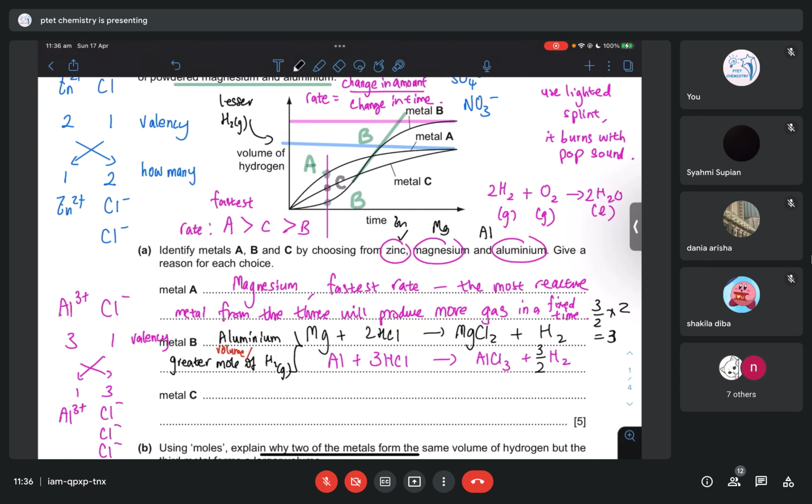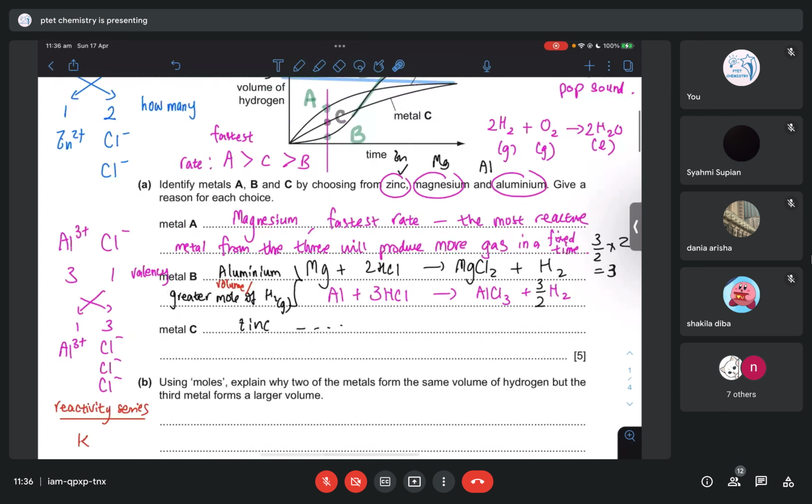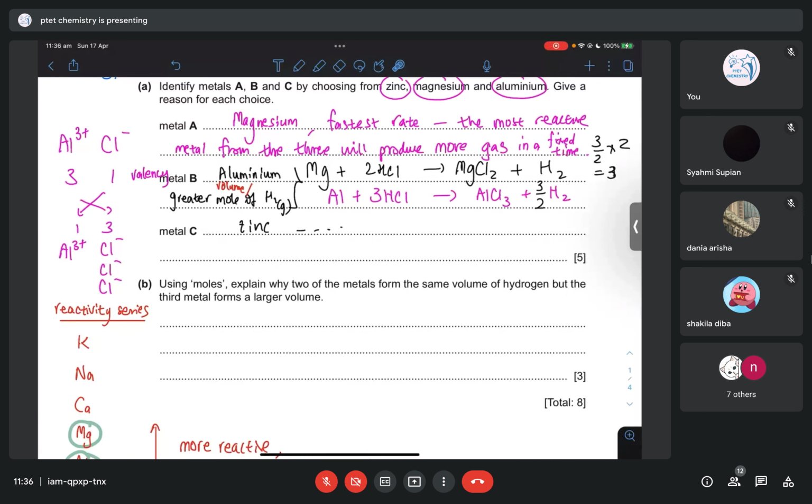So which one will be more reactive? Zinc is the one that is less reactive, so slower reactions, but it will still produce the same volume of gas because they follow the same equations, because Mg2+ and Zn2+ have the same formula there. Obviously, this is talking about the third metal forming a larger volume. By right, I should be able to write this equation and explain it in there for that full 3 marks there. Okay, so what have I done here?